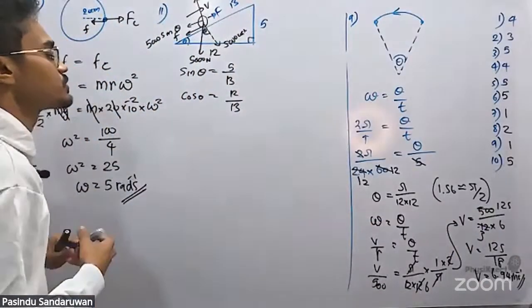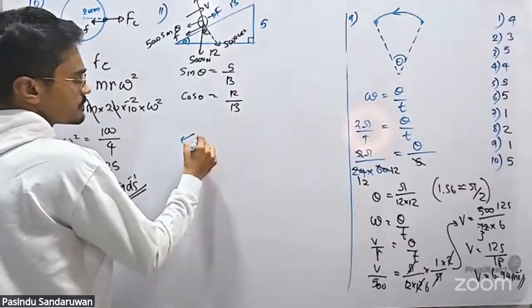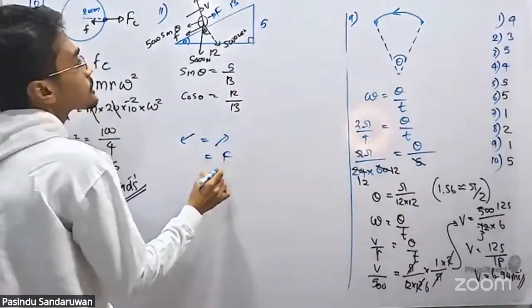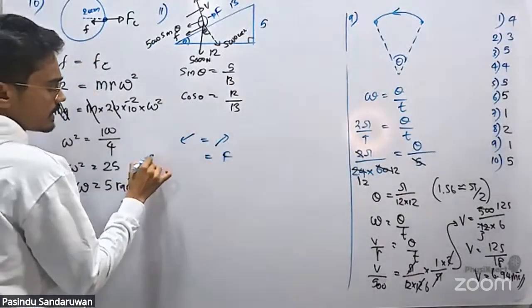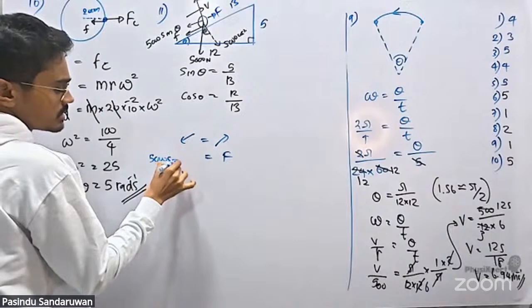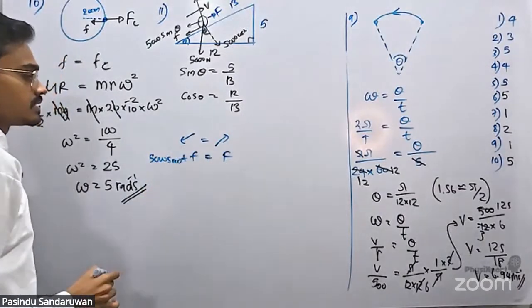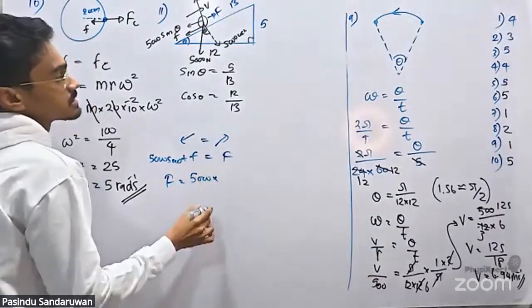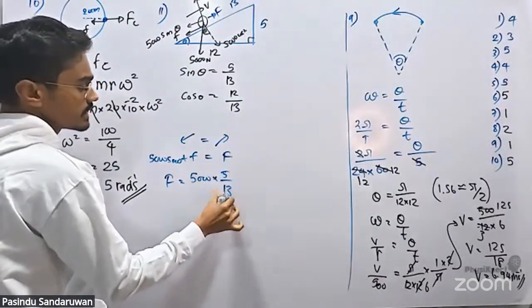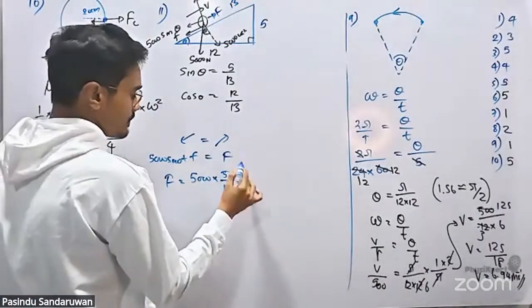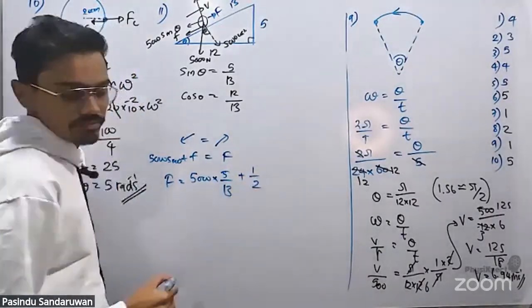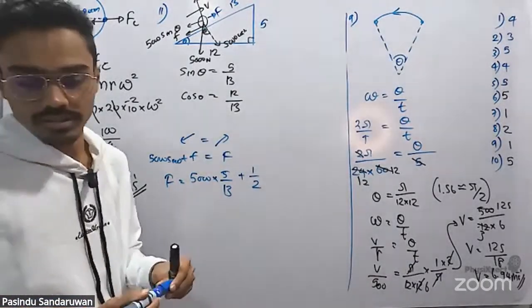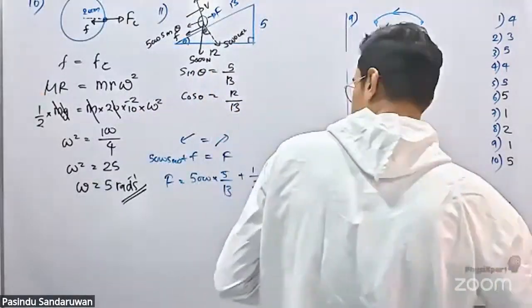So minimum F should be 5,000 sin theta plus F, right? So F equals, here 5,000 sin theta means 5 over 13, plus F is mu R. Mu is given half. Sorry, 1 over 3. Mu is 1 over 3.